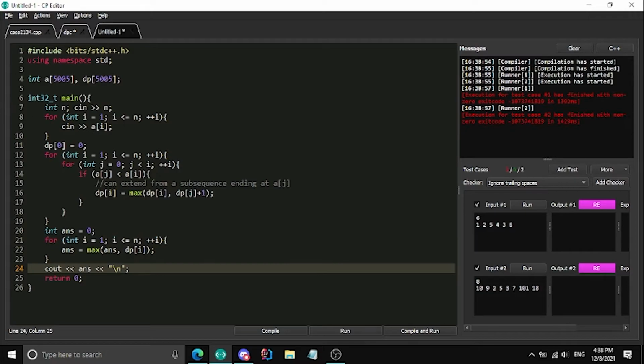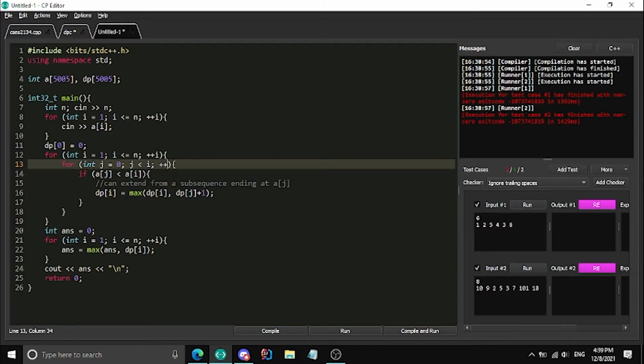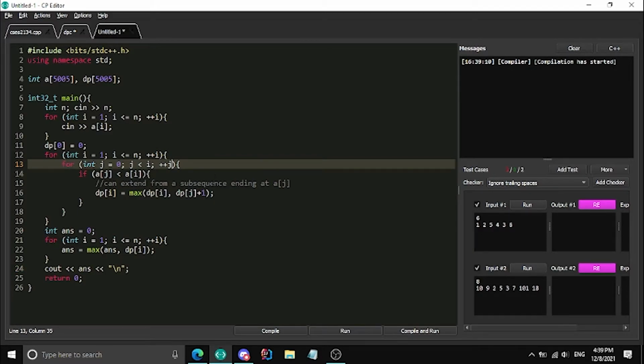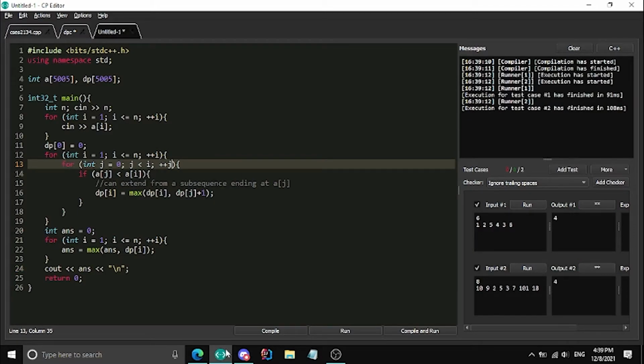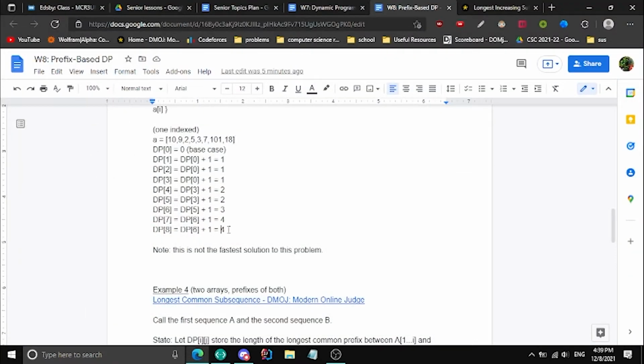What did I do here? Oh, yeah, that would be a problem. Okay, and the answer was 4. And so I should explain, I guess I should point out which subsequences could form a length 4.